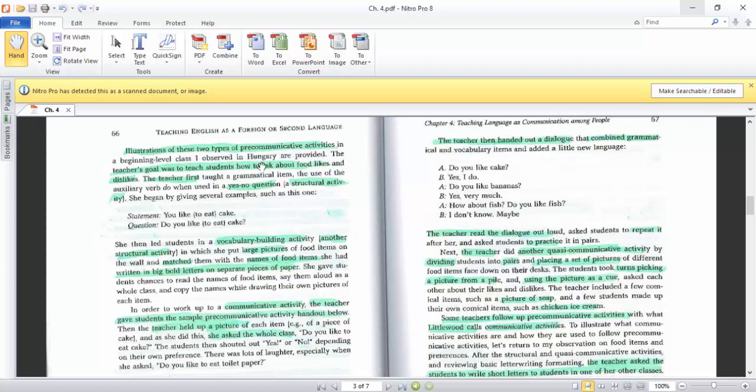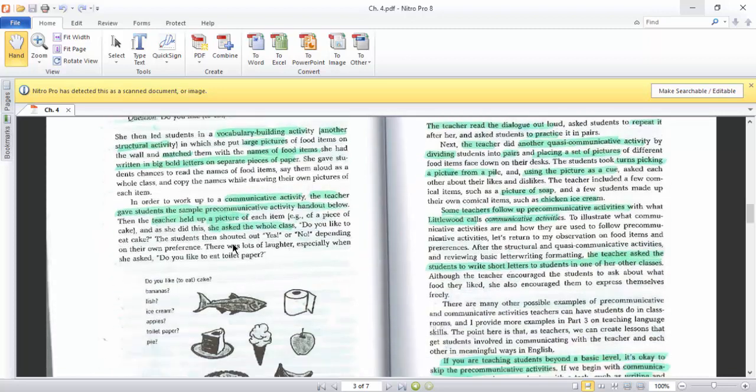Class 1, observed by Hungary, is provided. The teacher's goal was to teach the students how to ask about food likes and dislikes. So we have an example of how the teacher uses the topic of food likes and dislikes, and here we have statements and questions using vocabulary building activities. In this type of classroom, the teacher uses the topic food and asks the students if they like or dislike food. This class illustrates the two types of pre-communicative activities. The first one depends on yes/no questions and the vocabulary building activity.